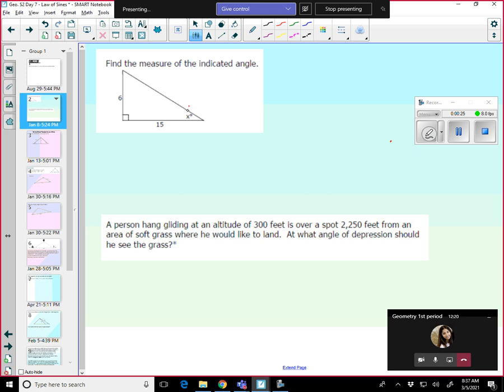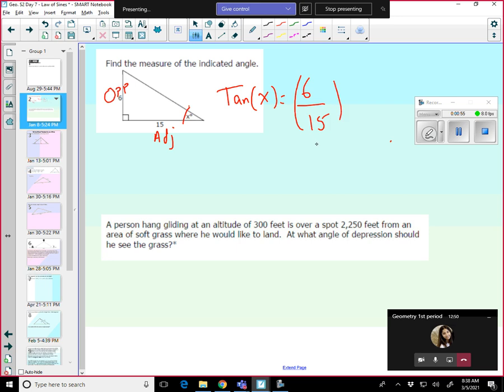With this particular reference angle, we have this to be the opposite side and this is the adjacent. The trigonometric ratio that comes to our mind when we have opposite and adjacent is nothing but tan. So we will use tan of x equals opposite over adjacent, which is 6 over 15.